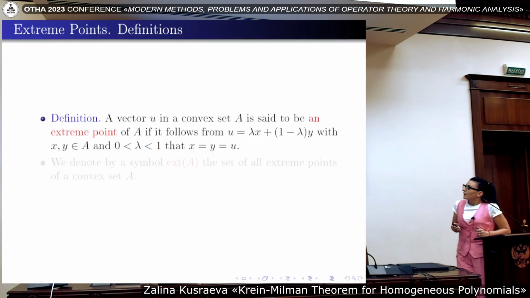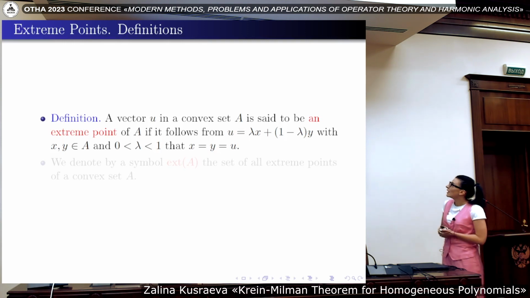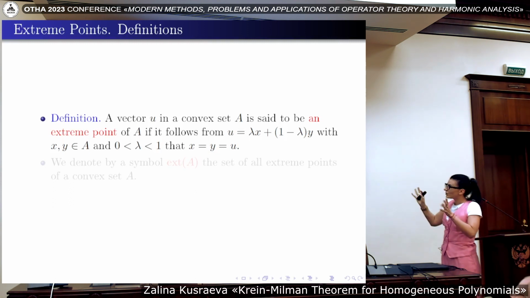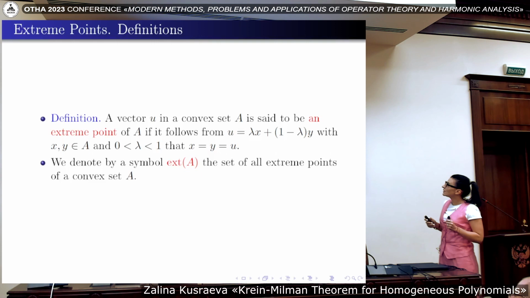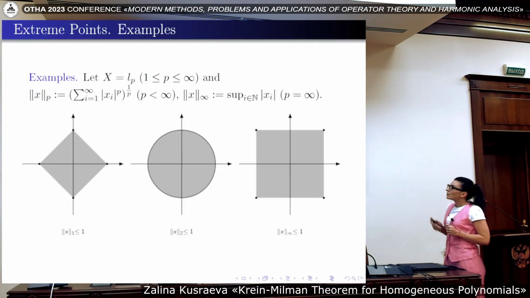One more definition, this is extreme point. An extreme point of a convex set A, I give it for a convex set, is a point u. And it is defined as follows. The point u is an extreme point if there is no interval with ends x, y in A which contains u in its interior. The set of all extreme points is denoted by ext A. We'll need this notation.